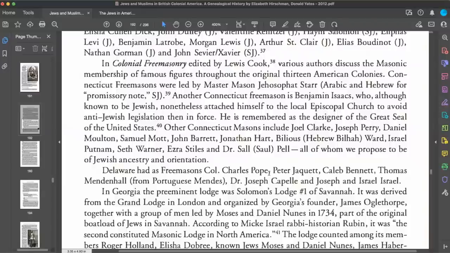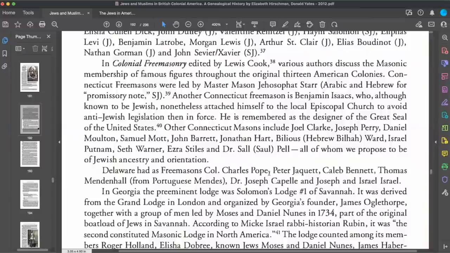The designer, this is the guy, all right? This is the guy that designed it. We were just showing you. Other Connecticut Masons include Joel Clark, Joseph Perry, Daniel Moulton, Samuel Mott, John Barrett, Jonathan Hart, Bilios, Hebrew Bilha, Ward, Israel Putnam, Seth Warner, Ezra Stiles, and Dr. Saul Pell, all of whom we propose to be of Jewish ancestry and orientation.